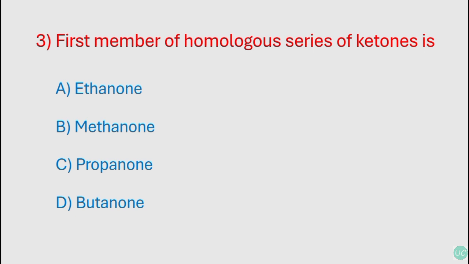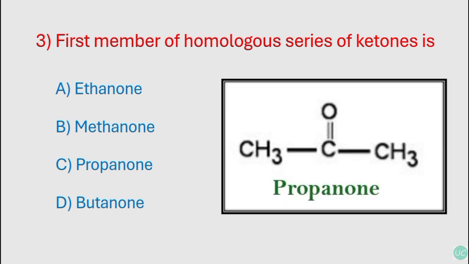Okay, our next question is, the first member of the homologous series of ketones is. Now for a ketone, the carbonyl group has to be inside the hydrocarbon chain, because if it is at the end of the chain, then it will become an aldehyde. So when it is inside the chain, there has to be 1 carbon on each side of the carbonyl group. So that will make propanone the first member of the homologous series of ketones.